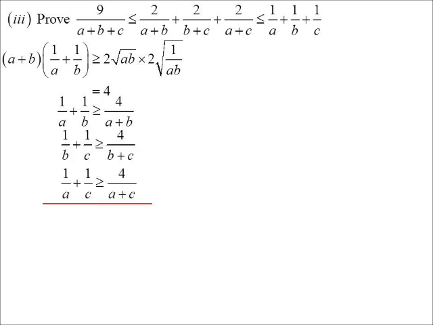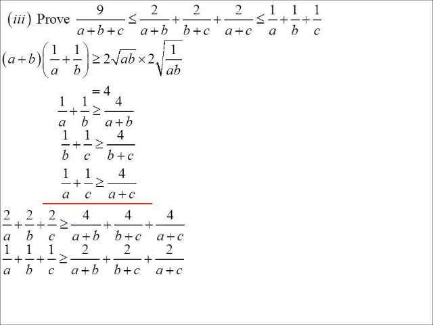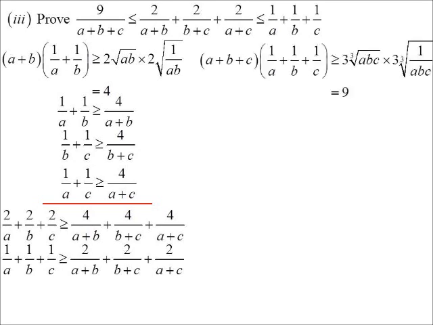I could have said 1 on b plus 1 on c, or 1 on a plus 1 on c, and add them all together and divide by 2. Oh, look, we got it. Now the other end of the inequality. Well, you might be thinking, why on earth am I doing it this way? You will.